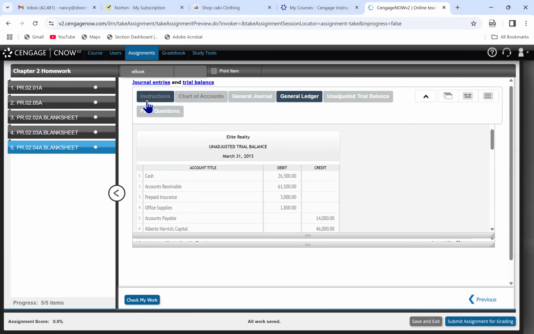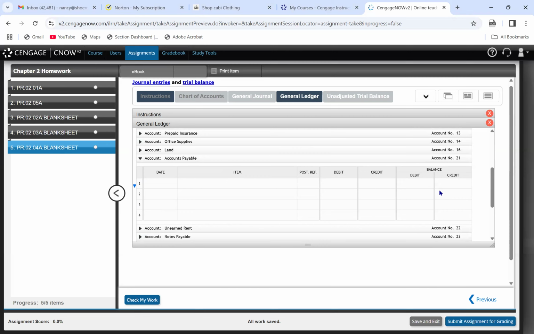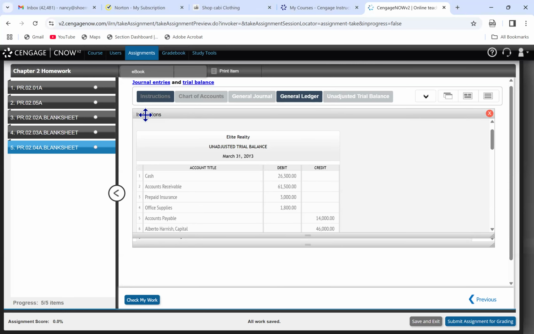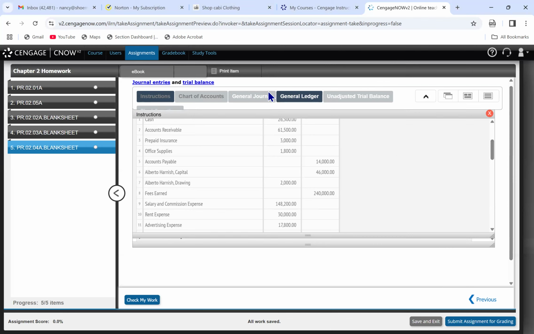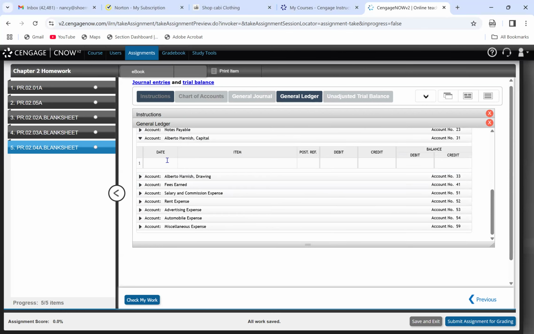Then the next is accounts payable. That is a liability with a credit balance, 14,000. Credit balance, 14,000. And this is April 1st. Then we've got Alberto Harnish Capital, 46,000. So we'll go into Alberto Harnish Capital and show April 1st, 25 balance, 46,000.